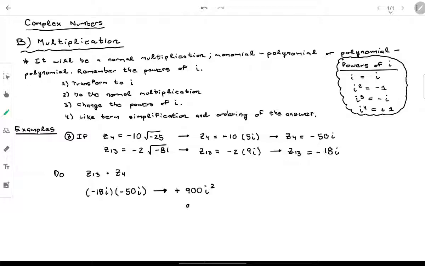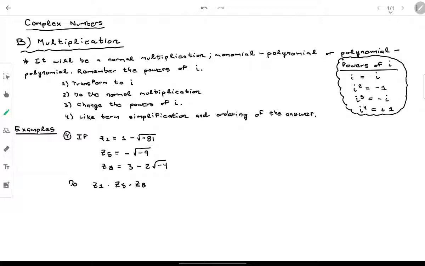After that, we can change the powers of I. Remember, I squared, it's minus 1. So 900 times minus 1, it's going to be minus 900. And that's going to be our actual final answer. So the idea is super simple. We only need to do the multiplication between the c's, transform the powers of I, and that's going to be our final answer. So let's see another example.